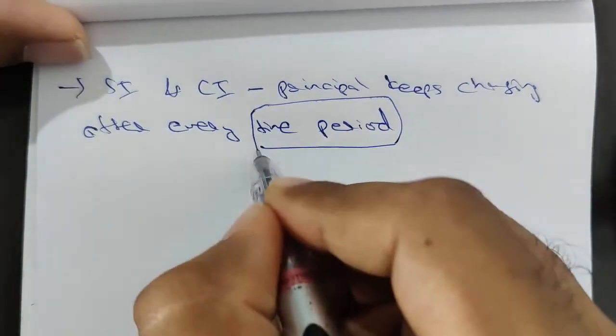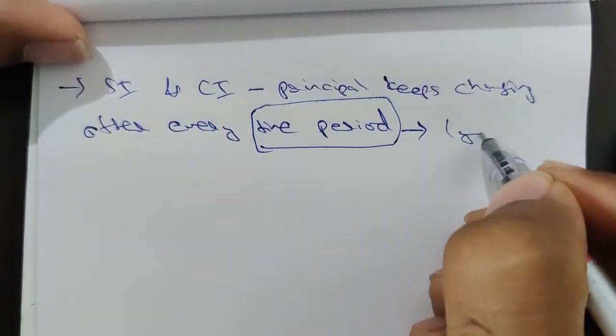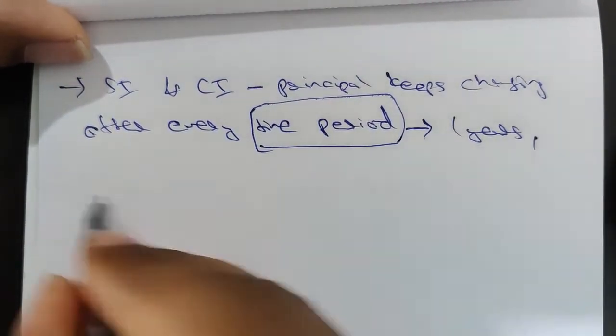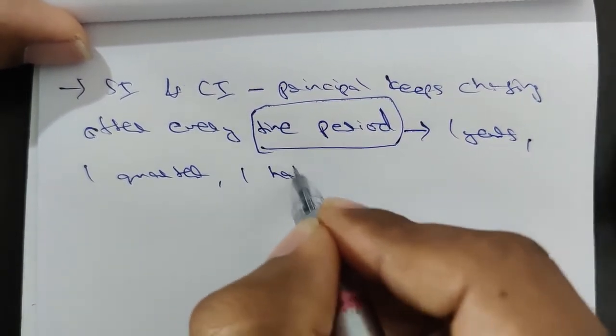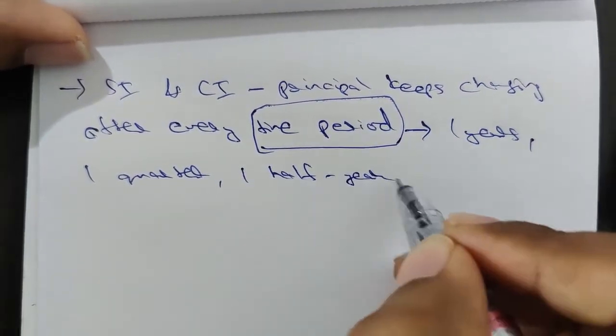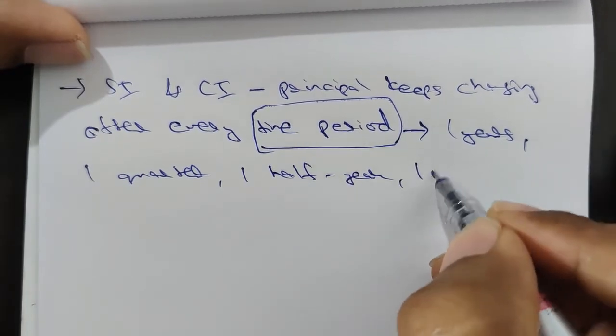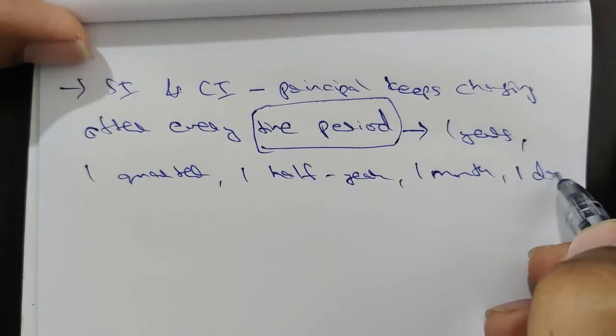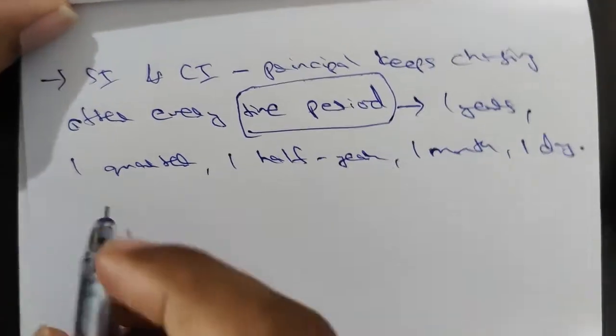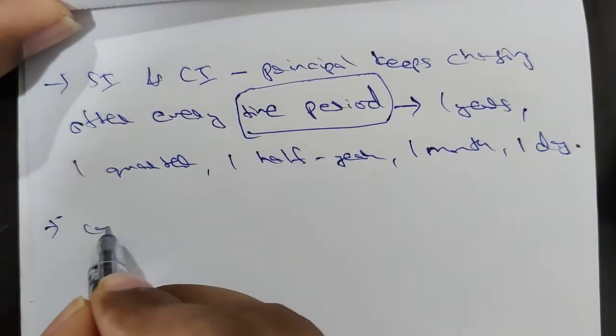Now, why have we used the term time period? Because the time period can be 1 year, 1 quarter, 1 half year, or even 1 month, or even 1 day. There can be compounding daily also.